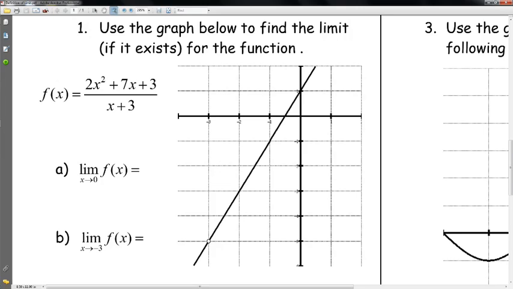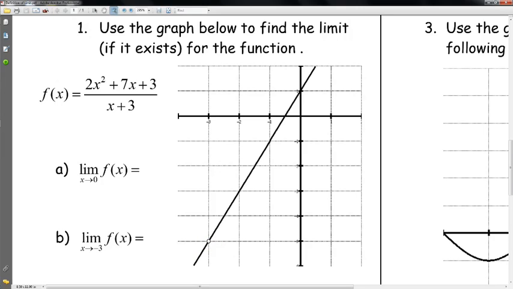So now let's look at an example. We're going to use the graph below to find the limit, if it exists, for this function. As you can probably see, I have a little hole that's located right here. And in terms of limits, we're not really concerned about that hole. We're more concerned about, if you look at the lines that are approaching that hole, are they going to the same spot where the hole is?